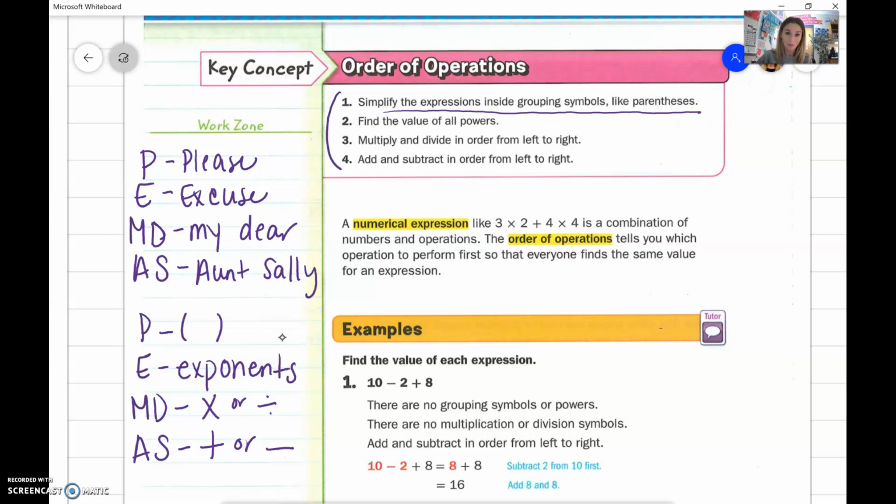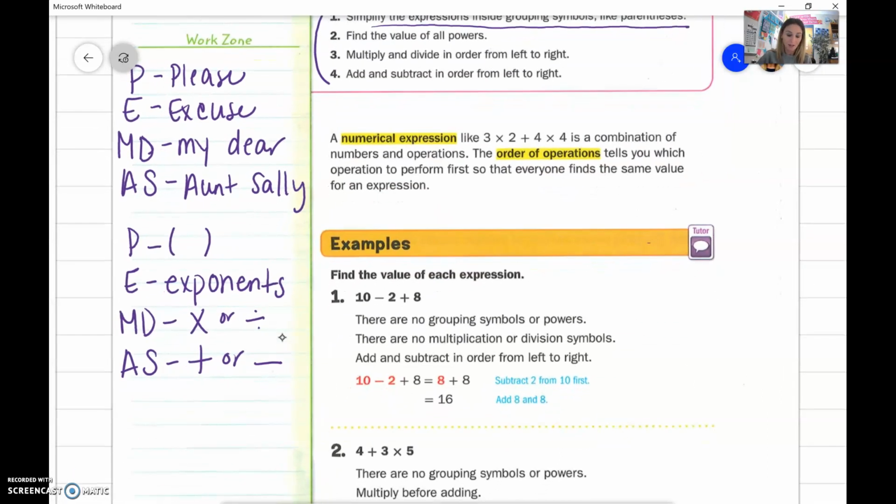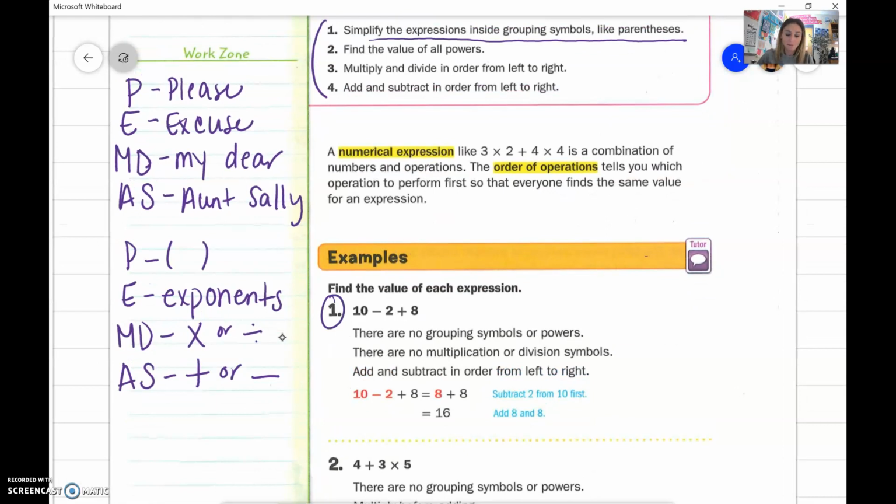So what does that really mean? How does that work? Take a look here. Example number 1. Again, I want you to do what I'm doing. So we're going to rewrite this problem: 10 minus 2 plus 8. We are going to walk through every single one of these. PEMDAS. Please excuse my dear Aunt Sally.